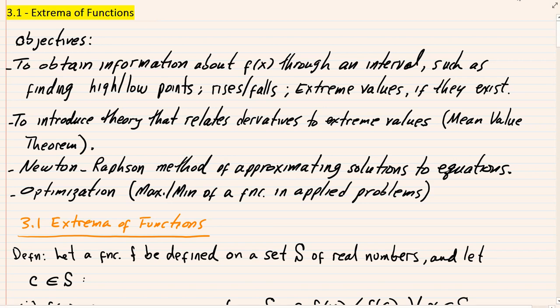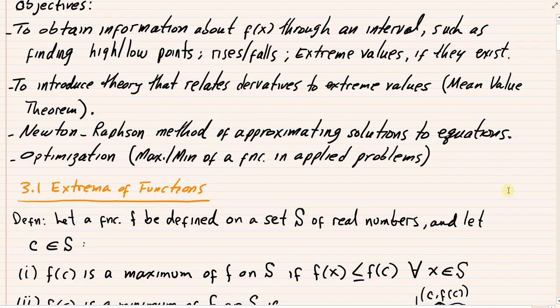So here I have the definition of the extrema of a function. Our first definition reads, let's say we have a function that's defined on a set of real numbers, and then c is a number. It's a real number inside of that set. Okay, c is a value of x. So there are 2 parts to this definition.